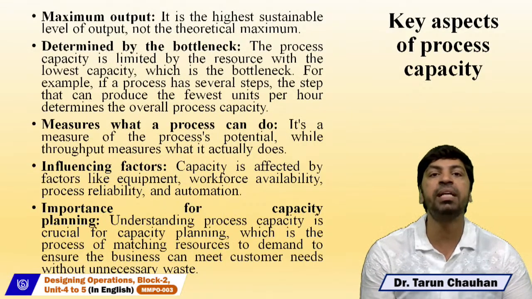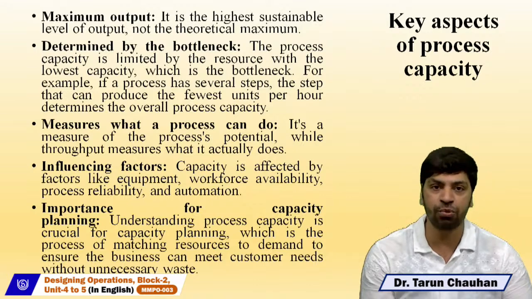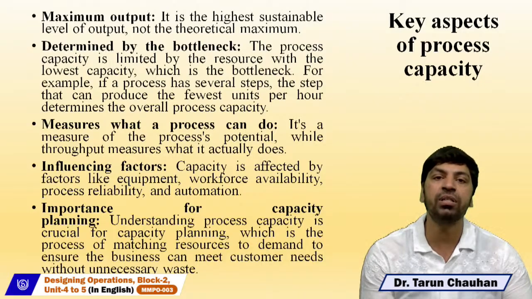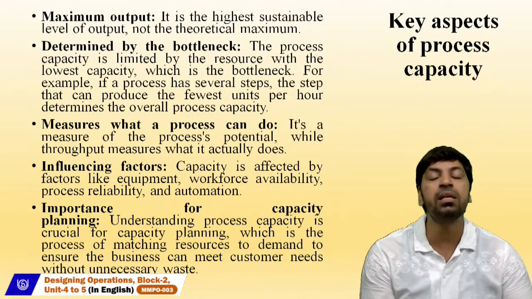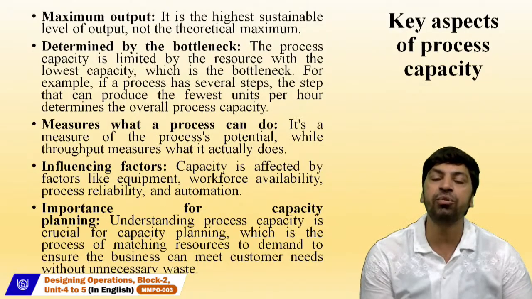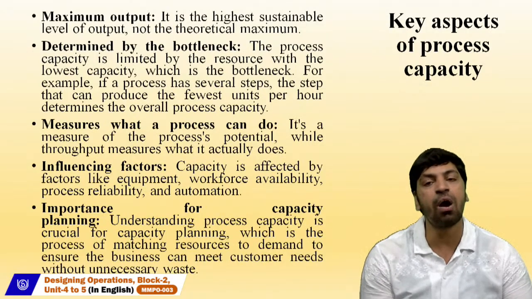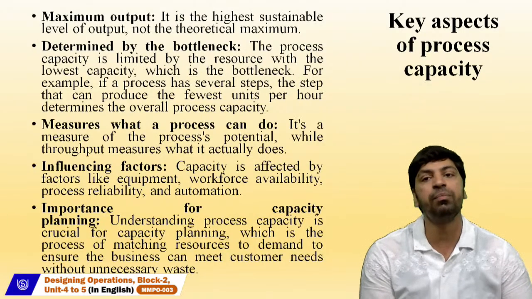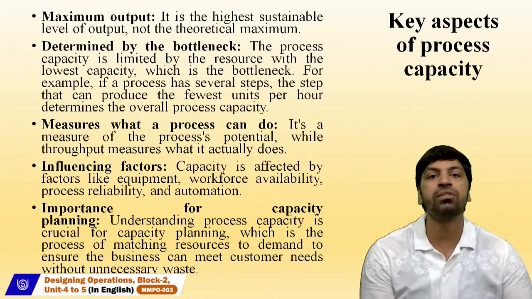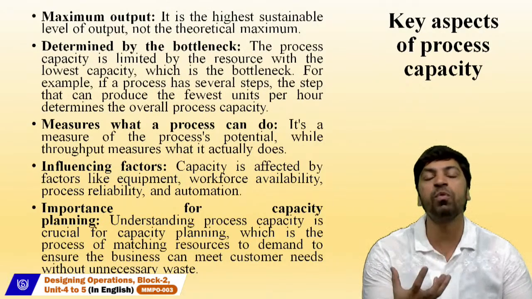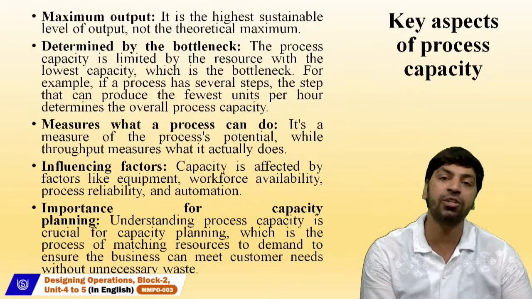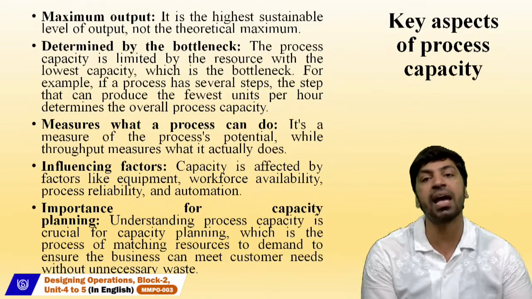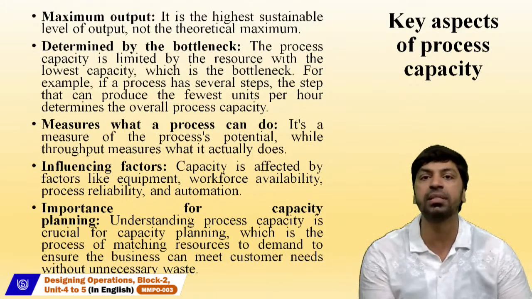Next one is that it measures what a process can do. It measures the process potential, whereas throughput measures what the process actually does. Throughput measures how quickly a particular process can translate inputs into outputs. So capacity always reveals the process potential, while throughput measures what is actually done in that particular process.